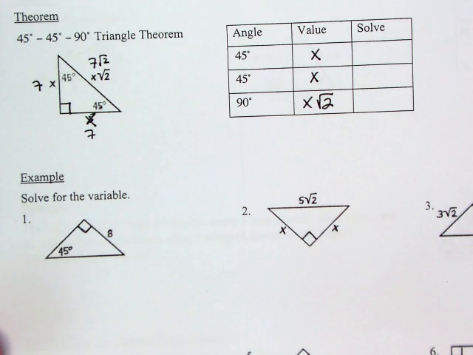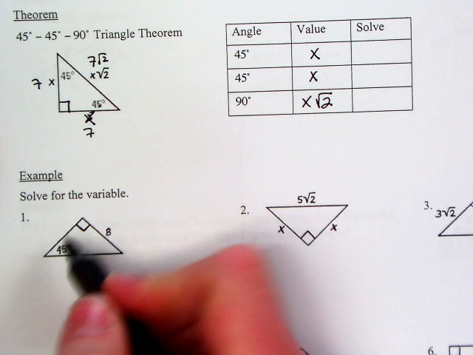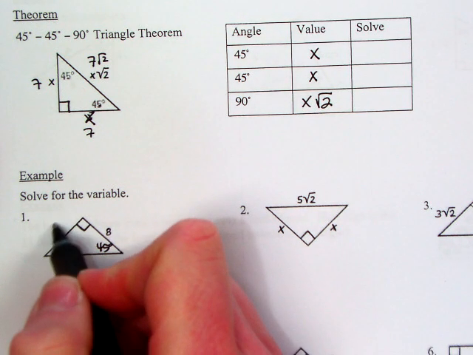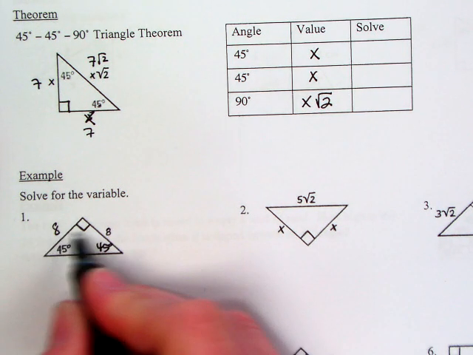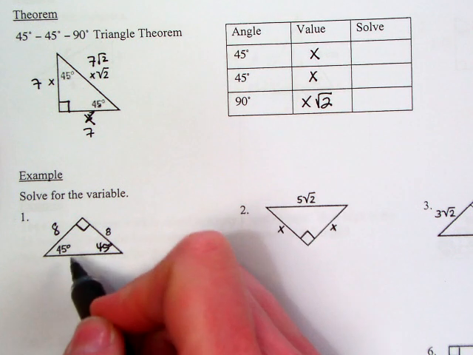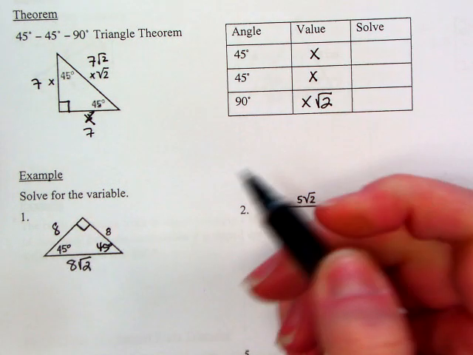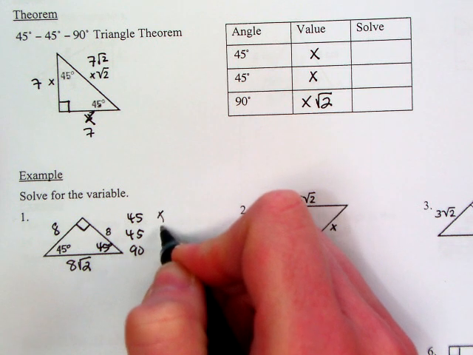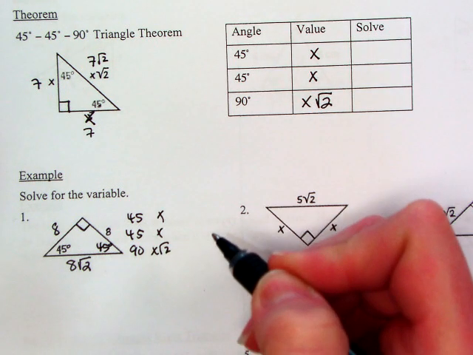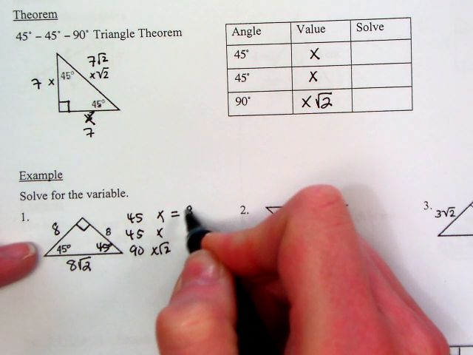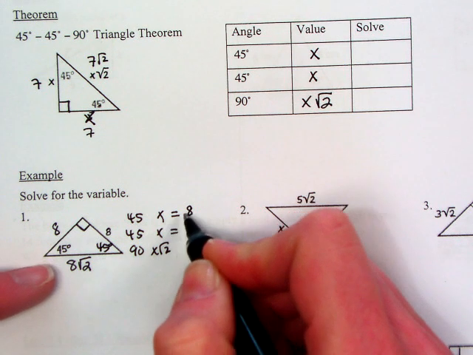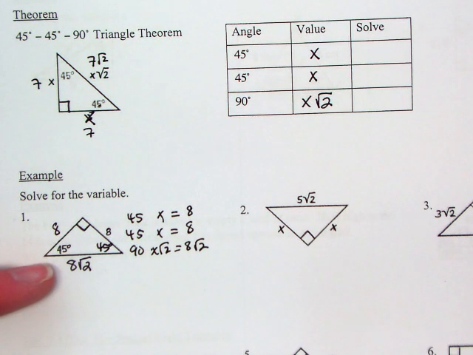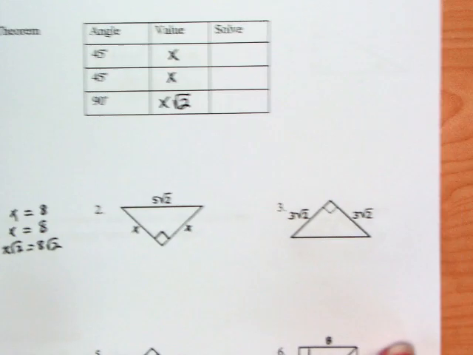Let's try the first one, just to get our feet wet here. There's my 45. Here's my other one. If that's 8, that means that's 8. And then for the hypotenuse, all I have to do is tack on a square root of 2. So it would go 45, 45, 90. X, x, x square root of 2. I would put an 8 there, an 8 there, and then I'm just plugging it in. Okay? Next one.